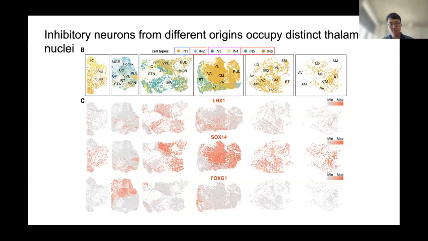This is in contrast to what we're seeing in the cortex, where these GABAergic or inhibitory neurons are shared across all areas. Well, we do see that with the midbrain-derived one, but the forebrain-derived ones are more specific.